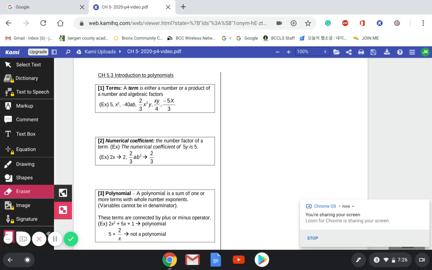Today's lesson is about Chapter 5.3, Introduction to Polynomials.